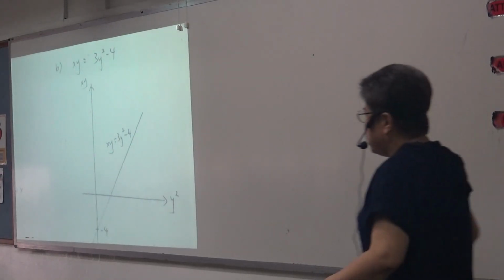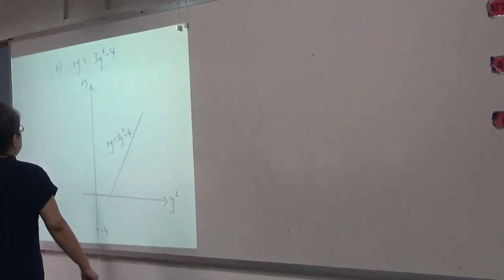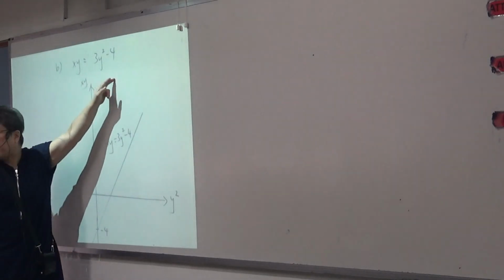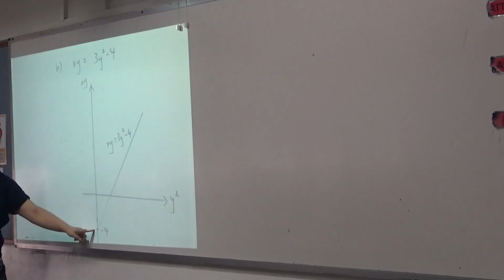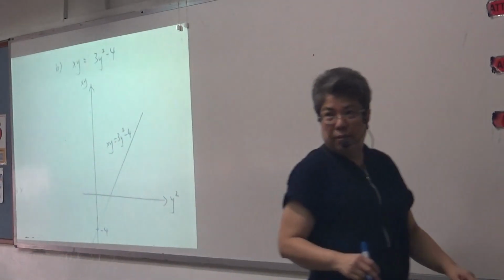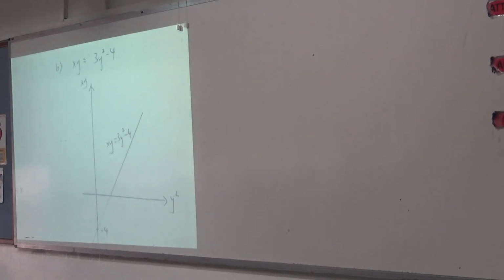I draw xy against y squared. My gradient is what? 3. What about the y-intercept? Negative 4. So it will cut at negative 4, right? And the positive gradient will slant this way. Everybody clear now?